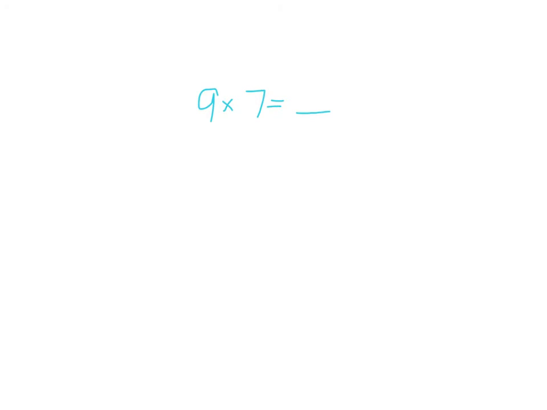So for this strategy, what we need to look at is the other factor. Take that factor and subtract 1. That number is going to go in the tens place of the product. Then we know that 6 plus 3 equals 9, so this 3 has to go in the ones place.